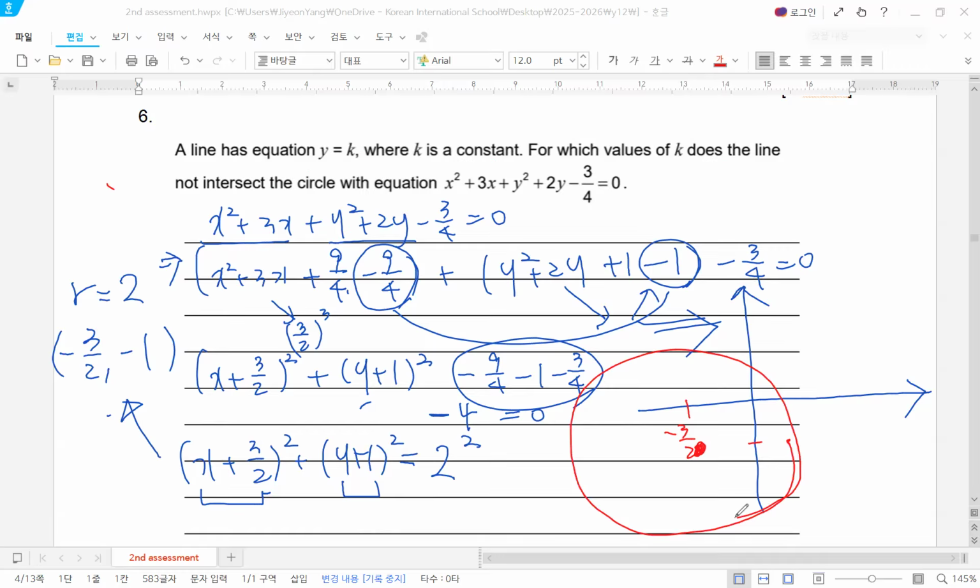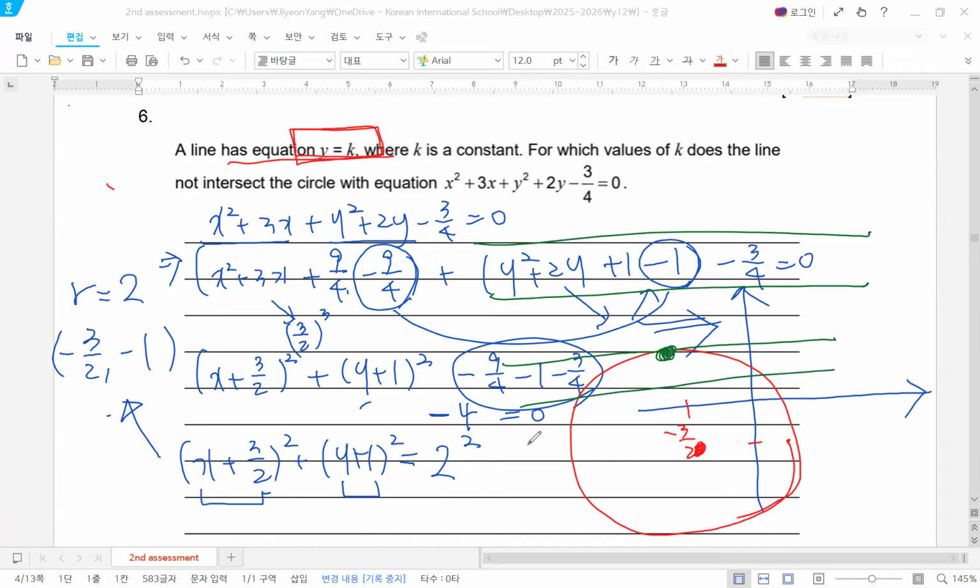Do you understand? You can draw the circle graph in this way. And then there is a line, y equals k. What's the shape of this line graph? Parallel to the x-axis or y-axis, students? X-axis, right? Then I am going to draw a graph which is parallel to the x-axis, and then you need to figure out when these two graphs don't have an intersection point, okay? Does it have an intersection point? No, not until it reaches here, right?